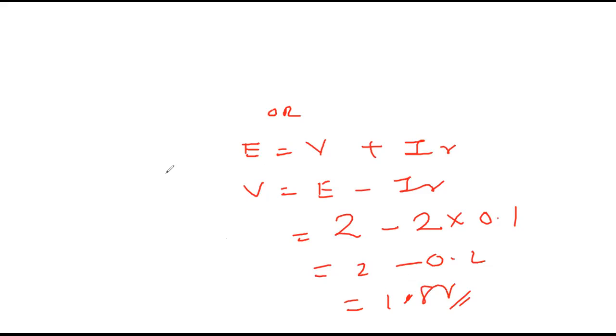But I will prefer the first method, because I is found, so I into R gives V, the best method. Right? You can write this method also.